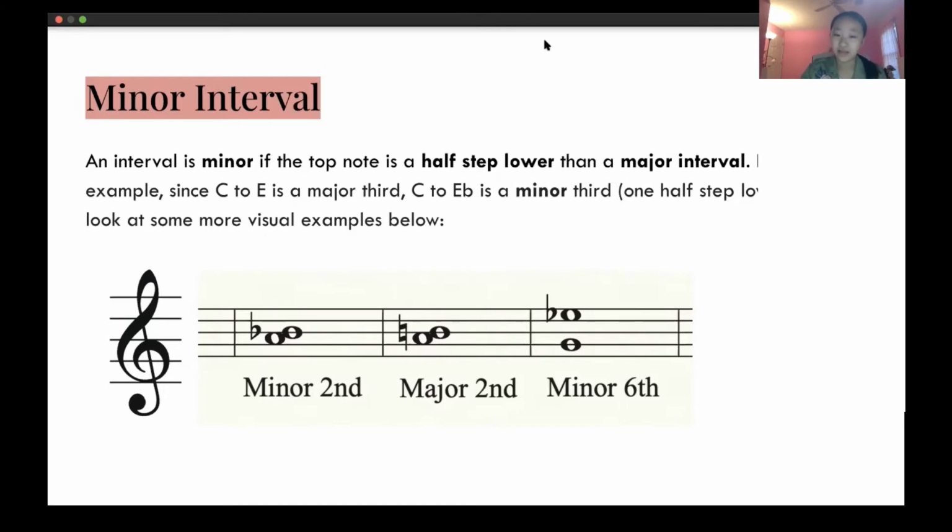Good, okay. And let's look at this one again. E flat, is E flat in the key of G? It's not. It's a half step lower than E, which is in the key of G. That would make this a minor 6th. So let's do some practice.